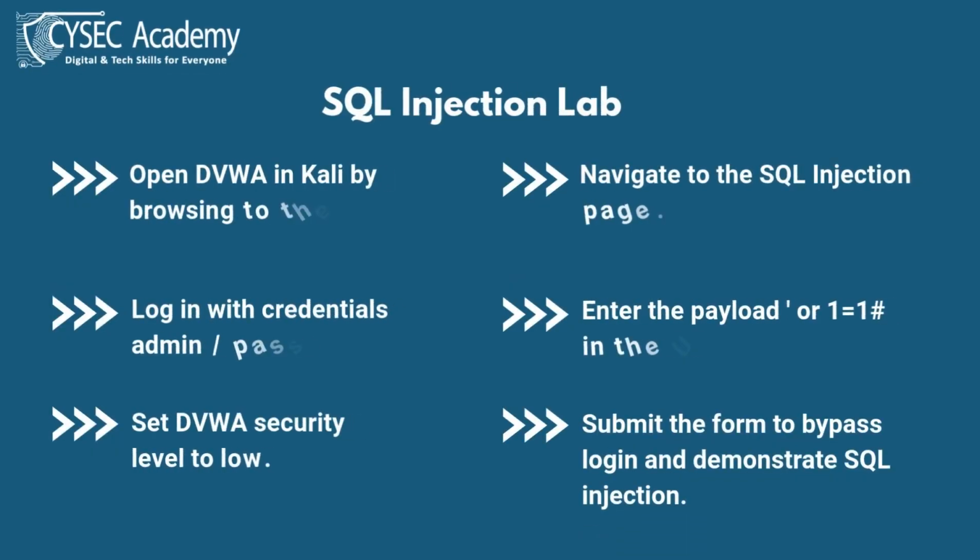SQL injection lab. Goal: bypass the DVWA login page using a SQL injection attack. The steps to follow are: 1. Open DVWA in Kali by browsing to the Metasploitable 2 IP. 2. Log in with credentials admin and password. 3. Set DVWA security level to low. 4. Navigate to the SQL injection page. 5. Enter the payload ' or 1=1 # in the user ID field. 6. Submit the form to bypass login and demonstrate SQL injection.